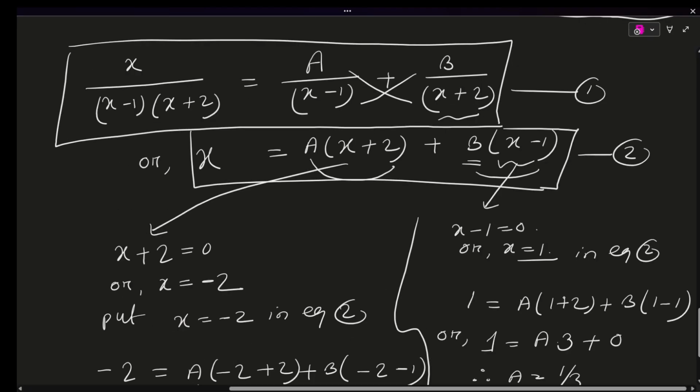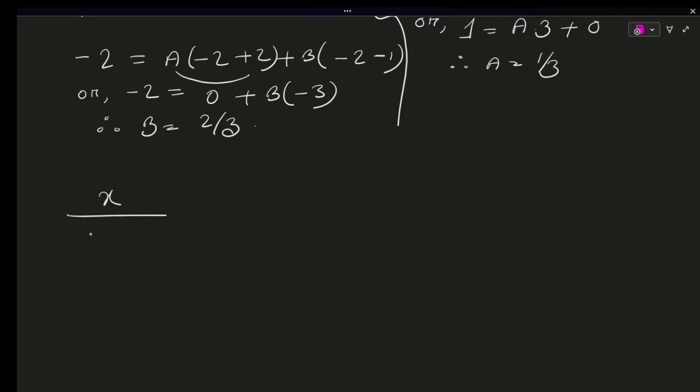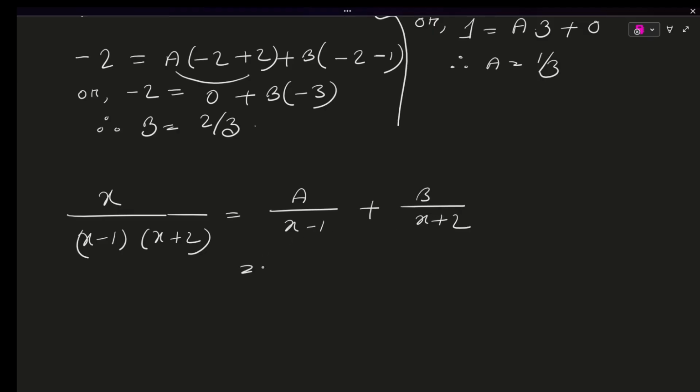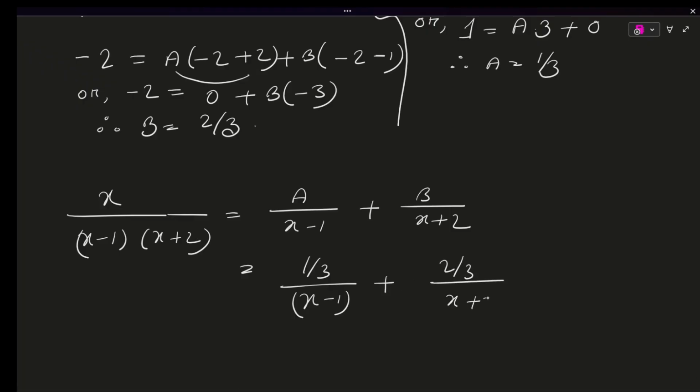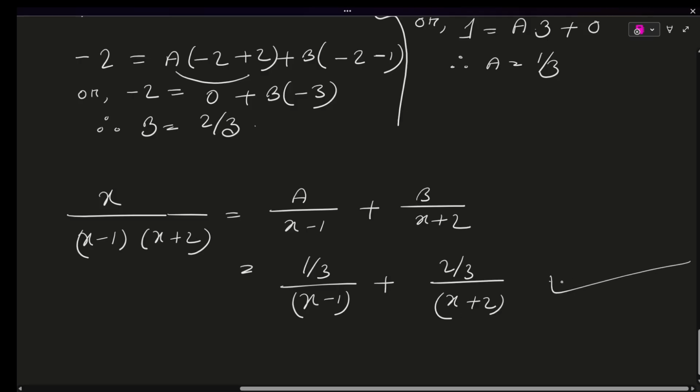So what was our equation number 1? This thing was our equation number 1. We will simply put the values of A and B in equation number 1. So our equation number 1 is x divided by x minus 1 into x plus 2 equals A by x minus 1 plus B by x plus 2. Simply put the values of A and B. So the value of A is 1 by 3, and in denominator it should be x minus 1, plus the value of B is 2 by 3, and in denominator we have x plus 2. So this one is our desired answer.